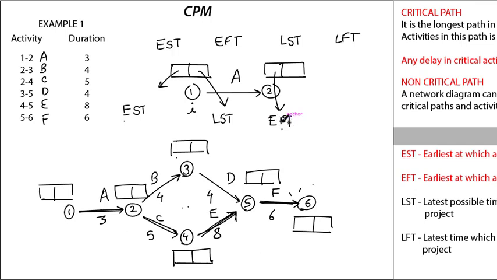So how early can this activity be finished, and this will be latest finish time. So here we have 4 terms. First box will be earliest start time, second will be latest start time, third will be earliest finish time, and fourth will be latest finish time.